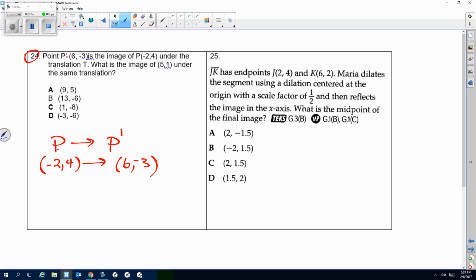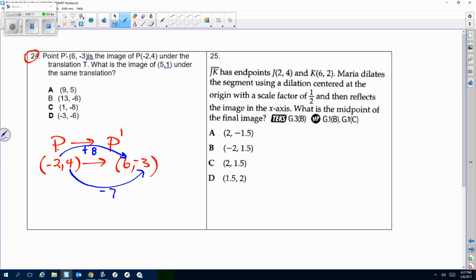So they want to know how this point is being translated. If it's at -2 and then it's at 6, a +6, what am I doing to get that +6? I would have to add 8. If it's at 4 and it went to a -3, what am I doing to get that -3? I'll have to subtract 7.